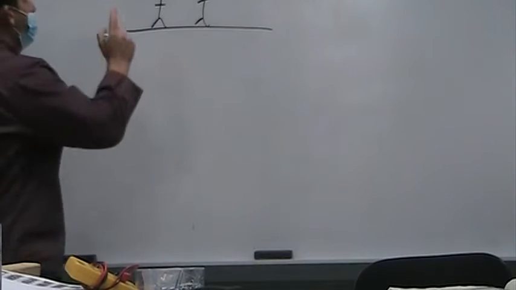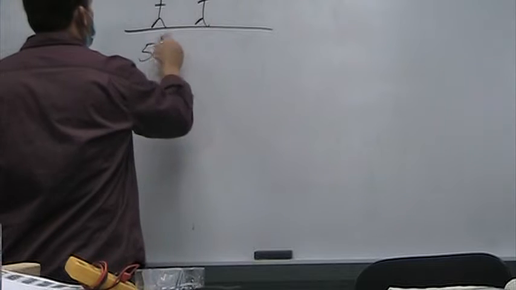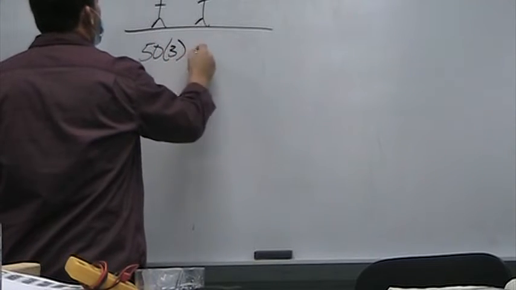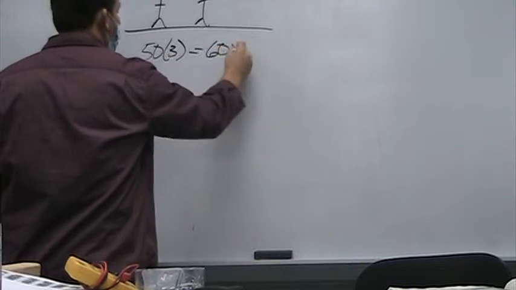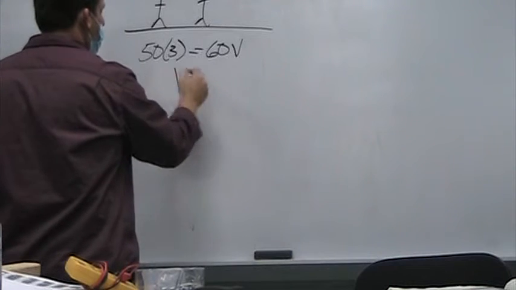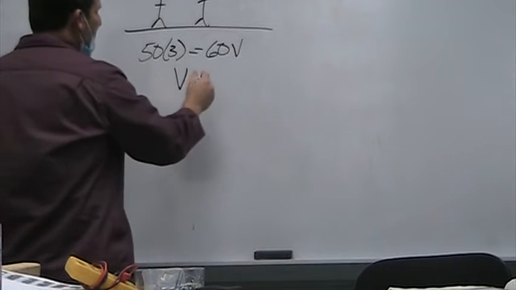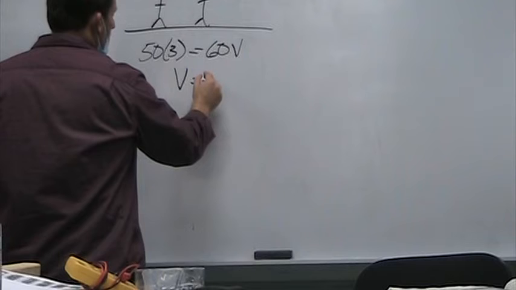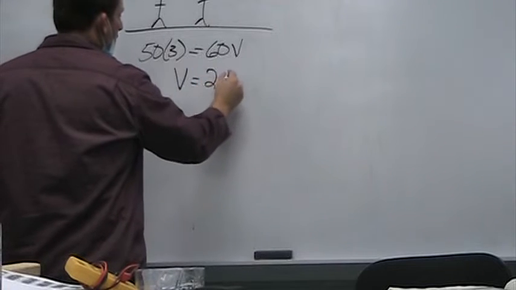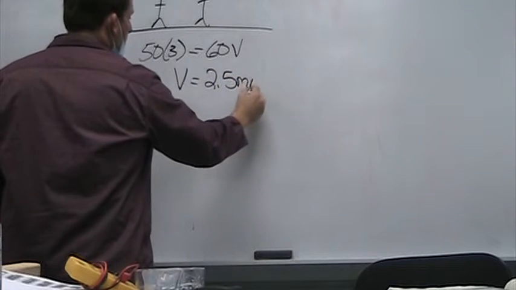Okay, so let's take a look here. There are two ways to do this. Before they push off, the momentum is zero. So what you could do is this. I do it both ways. 50 times 3 is equal to 60 times V. So what do you get for V in this case? 2.5 meters per second. 2.5? Yeah. All right.